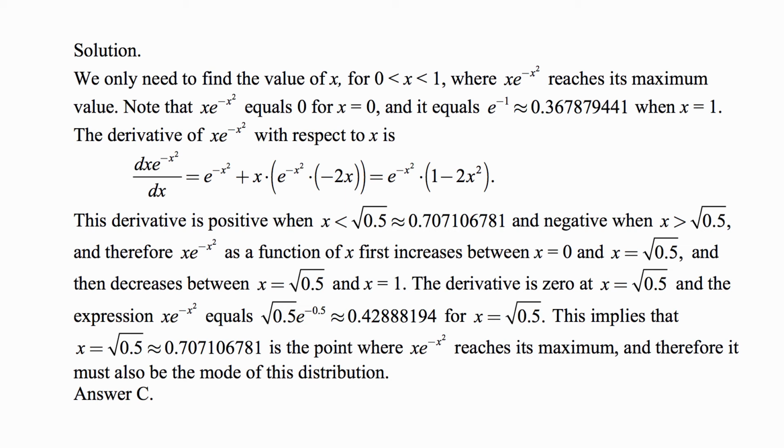And therefore x times e to the minus x squared as a function of x first increases between x equal to 0 and x equal to square root of 0.5, and then decreases between square root of 0.5 and 1. And the derivative is 0 at x equal to square root of 0.5. And at that point, the expression x times e to the minus x squared equals approximately 0.428888194.